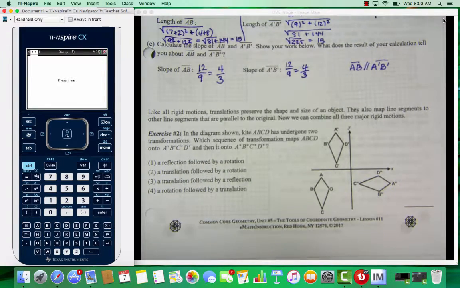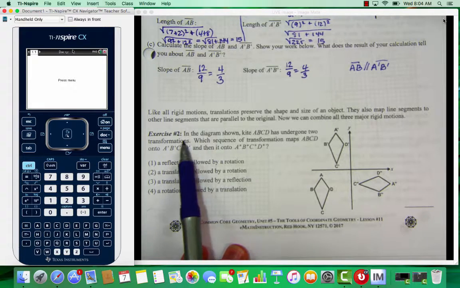All right, down at the bottom, like all rigid motions, translations preserve shape and size. They also map line segments to other line segments that are parallel. So now we can combine all three of our major rigid motions: the reflection, the rotation, and the translation.